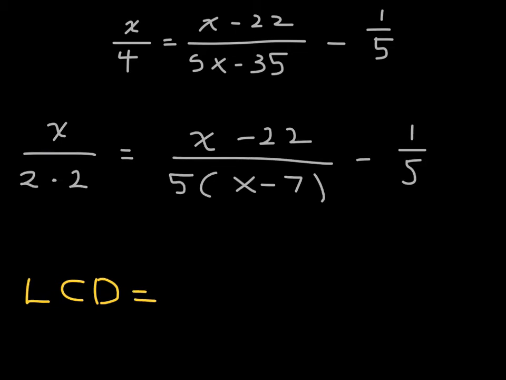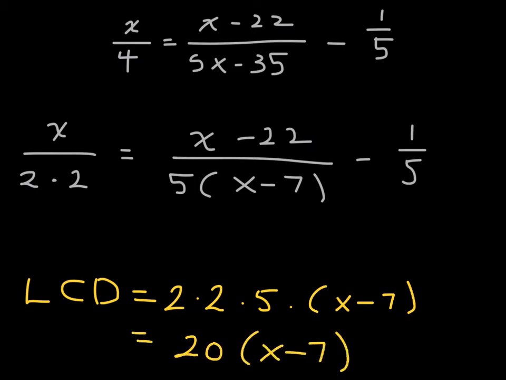So I can see that I'm going to need 2 copies of 2 in my LCD because 2 appears twice in this factorization. So I'm going to need 2 times 2 in my LCD. That's the same thing as saying 4. I'm going to need only 1 copy of 5 in my LCD because it appears once in this factorization and once for that factorization. So you only need 1 copy. And then you need an x minus 7. So really, this turns out to be 20 times x minus 7. This is the LCD, right?